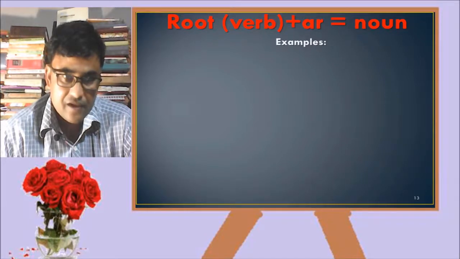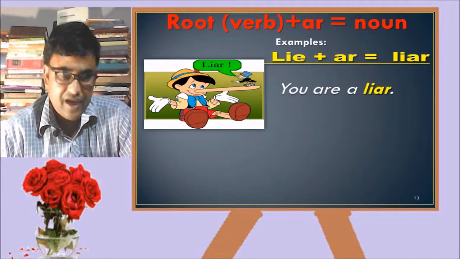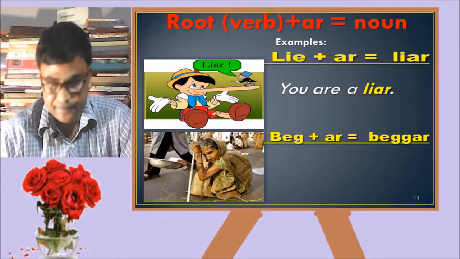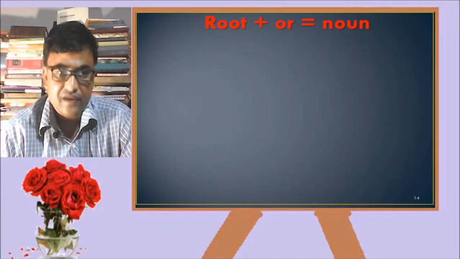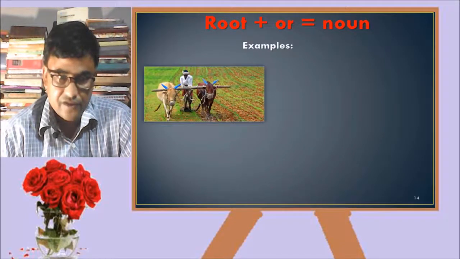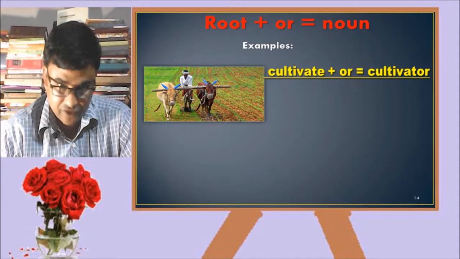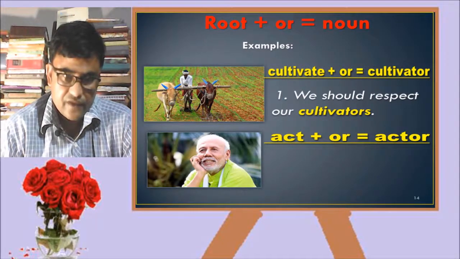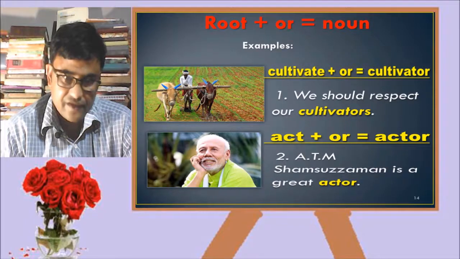Root plus ar equals noun. Lie plus ar equals liar. You are a liar. Look at this picture. Beg plus ar equals beggar. A beggar is begging from door to door. Root plus or equals noun. Examples. Look at the picture. Cultivate plus or equals cultivator. We should respect our cultivators. Act plus or equals actor. ATM Shamsuzzaman is a great actor. Okay? He is also a funny man.